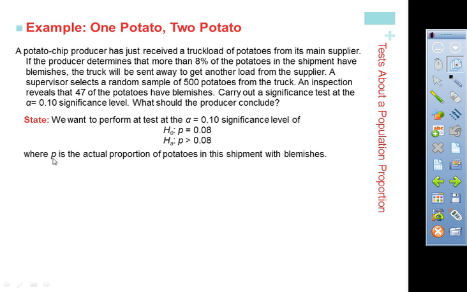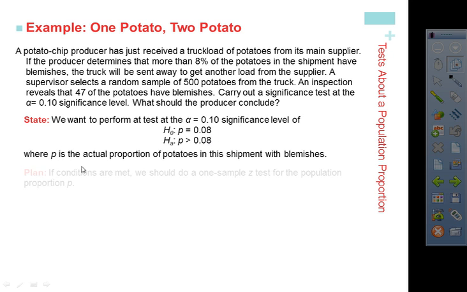That's what we're actually counting. So you have to state the significance level, the null and the alternative, and you have to tell me the parameter of interest. All right? So once you've done all that, you're done with your state step.